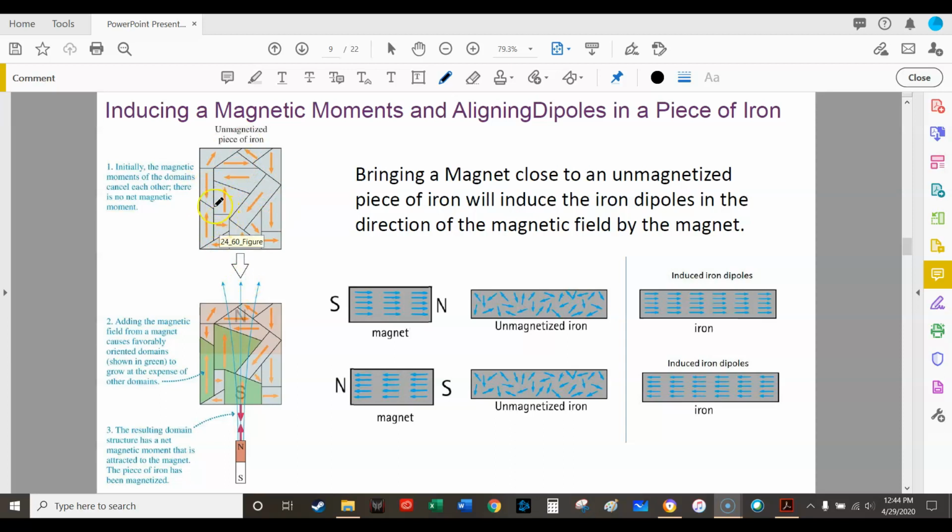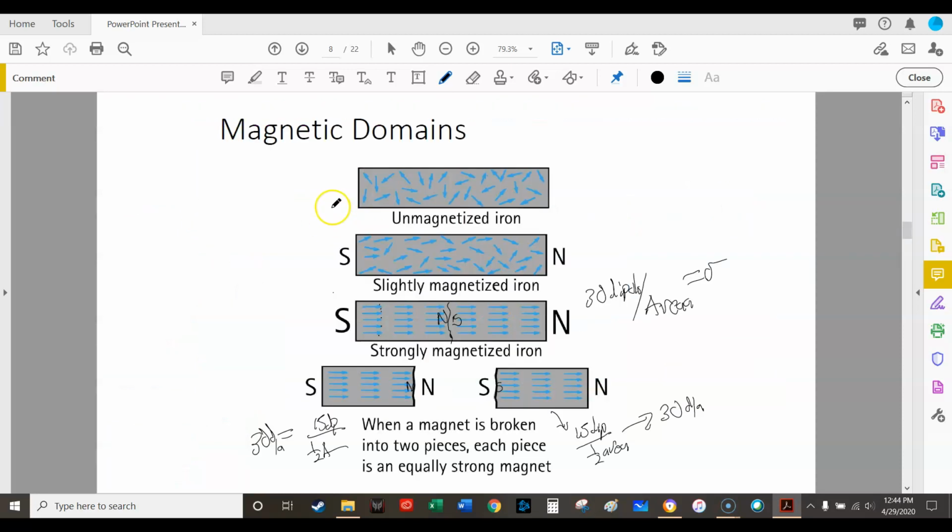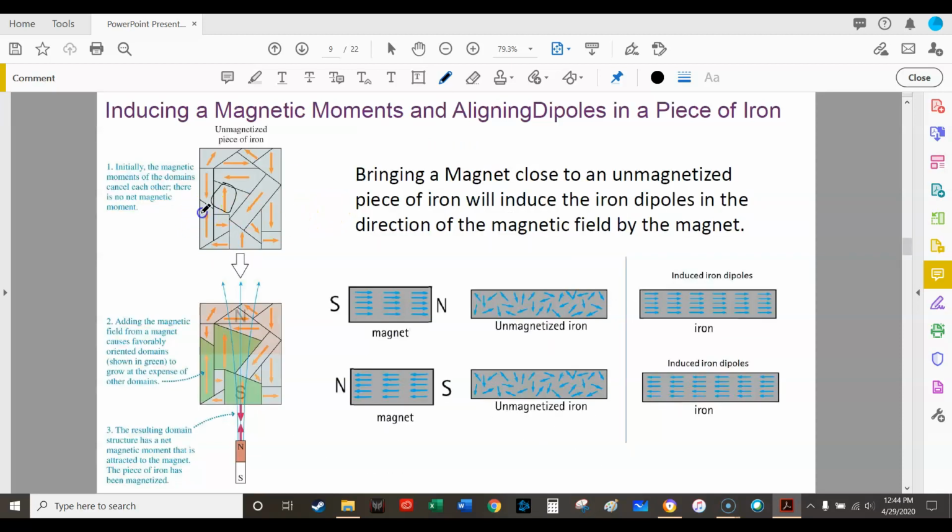If you'll notice here, these guys are kind of all over the place, right? There are 1, 2, 3 guys. So when you bring the north end of a magnet close to this, right here, just like this piece, notice that there's 1, 2, 3 that would be connecting to it, right?